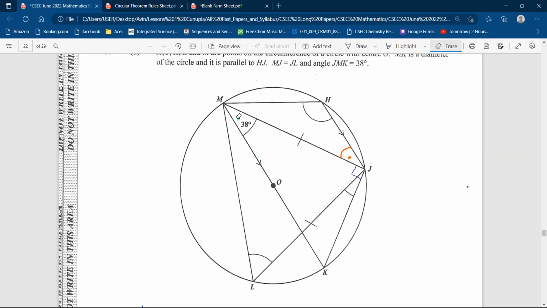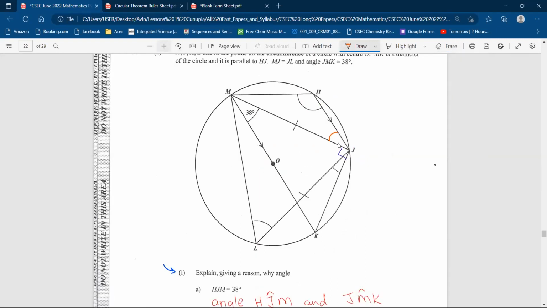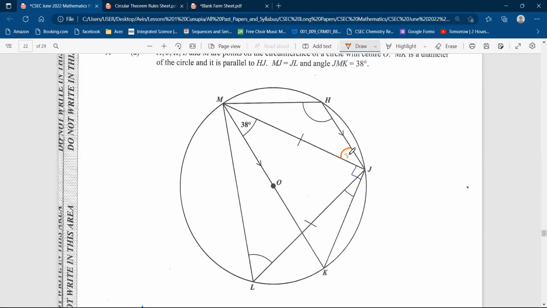So have a look at that. You're going to have to look at the rules that I gave you in class. And let's put in the answer for this one. Remember, we just reasoned out that this angle here was 38. So I'm just writing it in because we may need it later on, right?